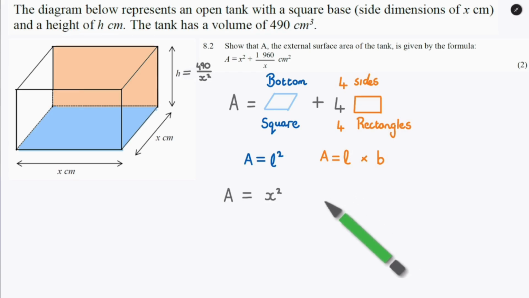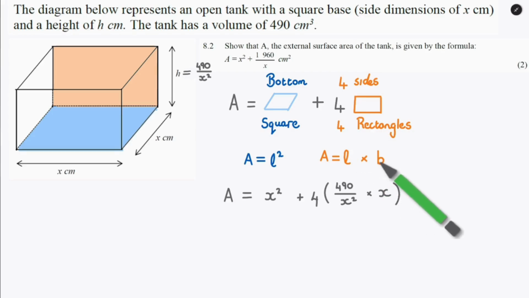So if we had to formulate our area equation, the area of this blue square will be x times x, which is just x squared. And then I'm going to say plus 4, because I want 4 rectangles. And then I'm going to do length times breadth of the rectangles. Now for the orange rectangle, the length is x, and the breadth is this over here. It's the height, but in the previous question we said that the height is equal to 490 over x squared. So the length of the rectangle is that, and the breadth of the rectangle is that.